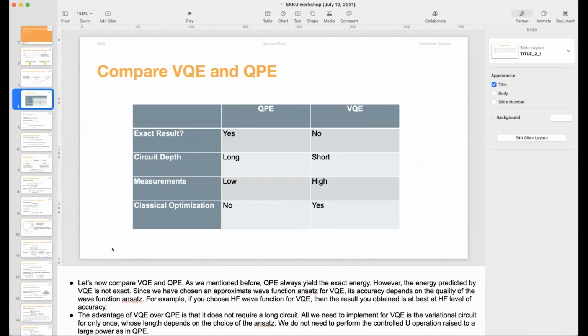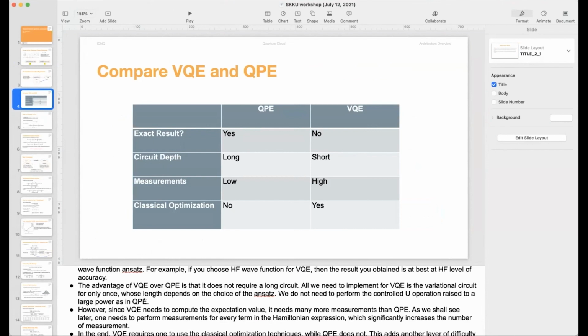Now let's compare the variational quantum eigensolver and the quantum phase estimation. As we mentioned, the QPE always yields the exact energy. However, the energy predicted by VQE is not exact. Since we have chosen an approximate wave function ansatz for VQE, its accuracy will depend on the quality of such a wave function ansatz. For example, if you choose the Hartree-Fock wave function for VQE, then the result you obtain is at best at Hartree-Fock level of accuracy.